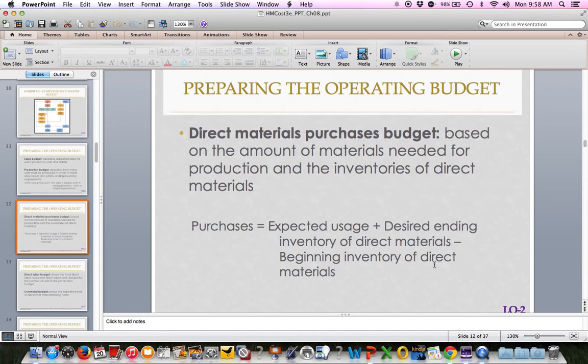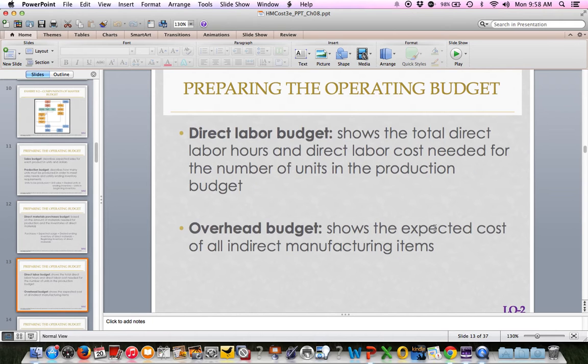So if I've already bought it in a previous year and it carries over to the next year, I don't have to buy it again. So it's basically what I expect to use for raw materials, plus a goal for desired ending inventory of raw material, minus what I already own. And that's the pattern you'll see as we figure these out.